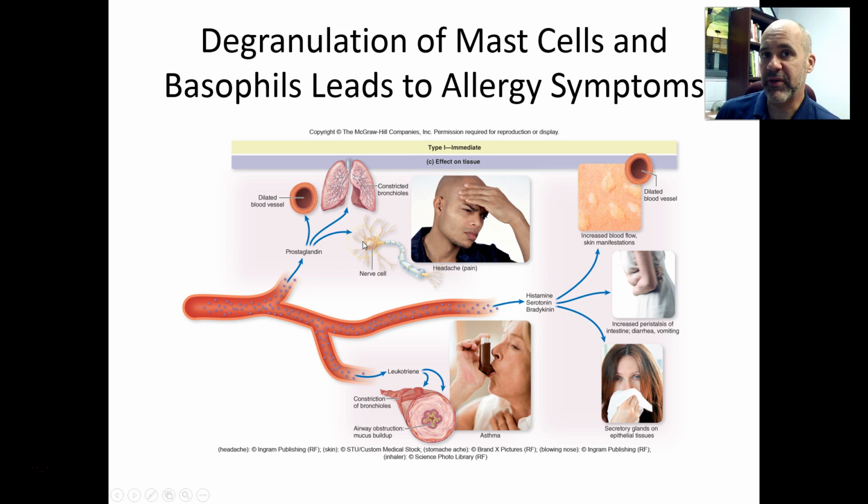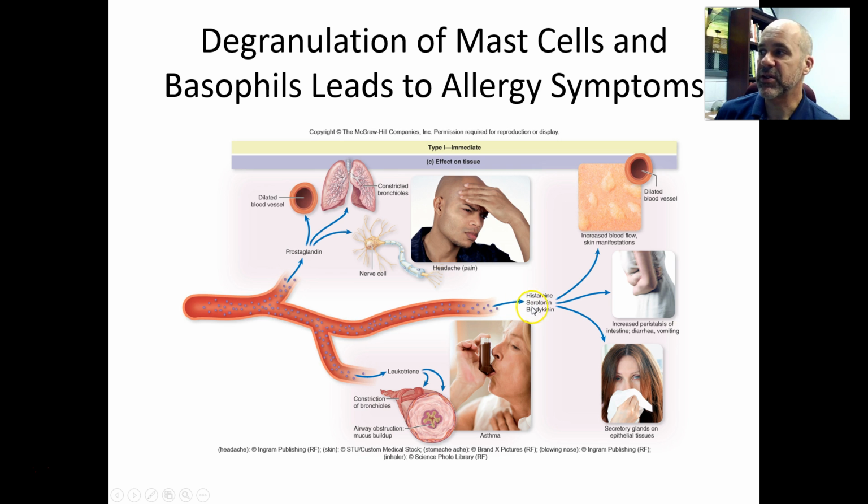Prostaglandins are also involved in pain signaling. Remember, we've talked about that before. So it could lead to headache. Leukotrienes are molecules that can be involved in constriction of bronchioles as well. You've got an asthma patient over here who's having to use an inhaler to try to dilate those bronchioles. And also mucus buildup can be stimulated. Mucus production is stimulated when you have inflammation going on as well.